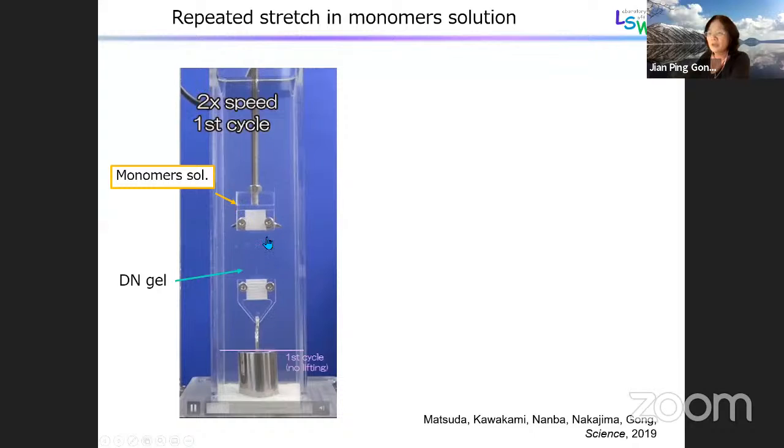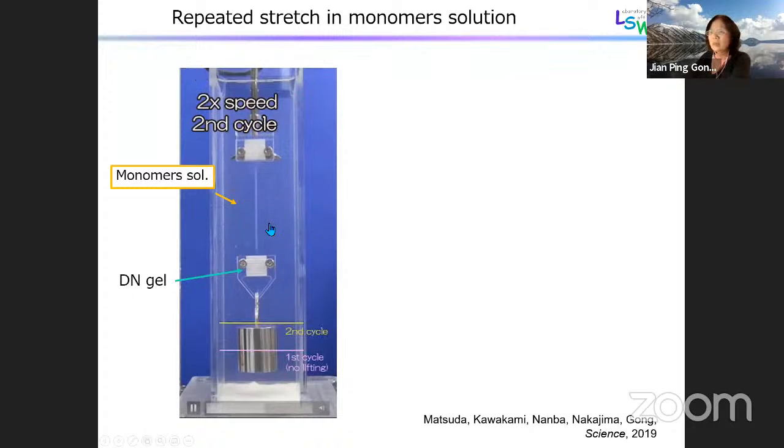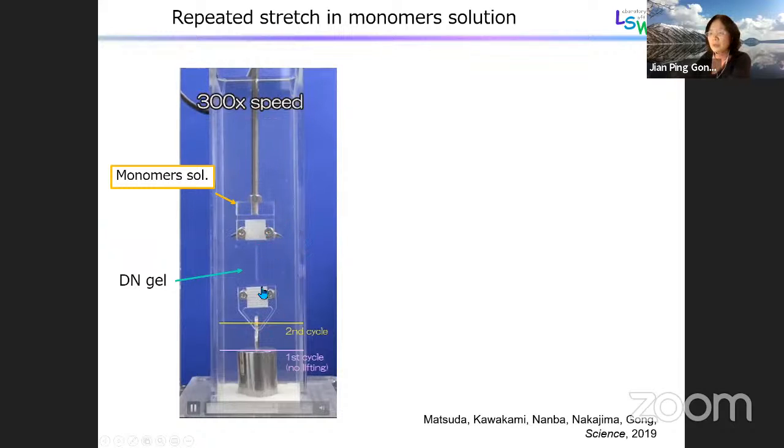And at the beginning, the gel is so soft that it cannot lift the load in the first cycles. And if we do the first lifting and wait for a certain time, and then we lift it for the second time, you can see that it can lift the load. This is because the gel becomes more robust, so it is less deformable. So you can see the lifting of the gel.